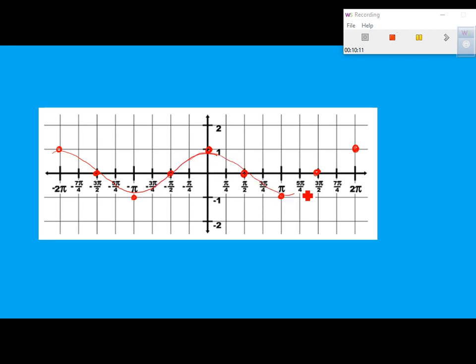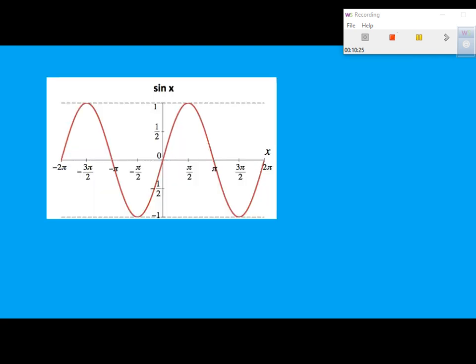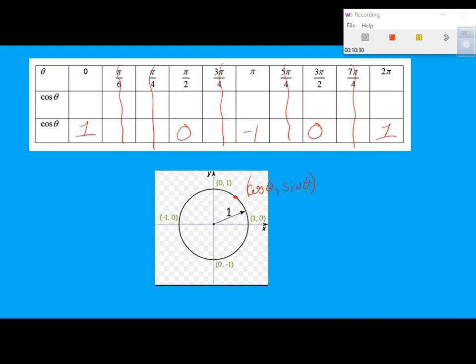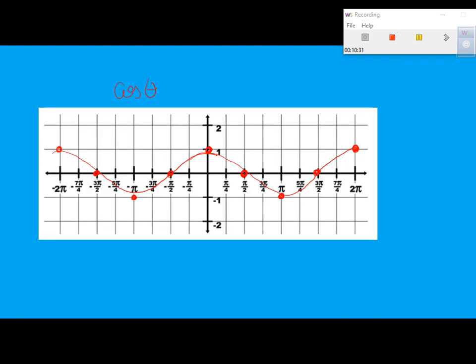So it's going to look something like this. Hopefully yours will look neater than mine. But there's what the sine graph looks like. I'm sorry, the cosine graph. Some key things to remember. The cosine graph starts at 1. The sine graph starts at 0. That's how I keep them straight. I remember sine goes through the origin. Now, some important properties about the cosine.